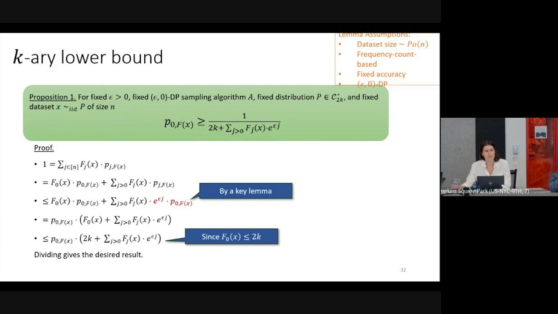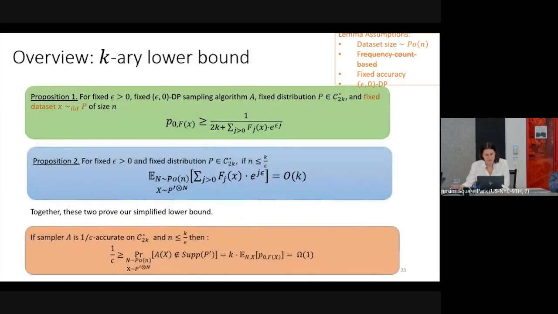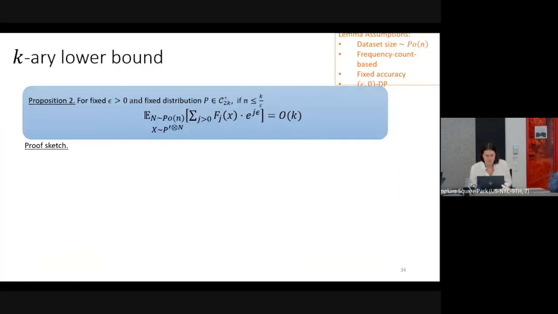Okay. All right, so going back to our overview, we have proved this first proposition. Now let's look at the second result that we need. So now we're not working with a fixed data set, but instead we're looking at the expectation over data sets. Okay, so I'm not going to give a full proof because the details aren't super interesting, but I'll give you the main points.